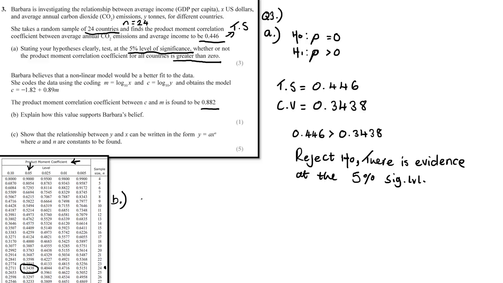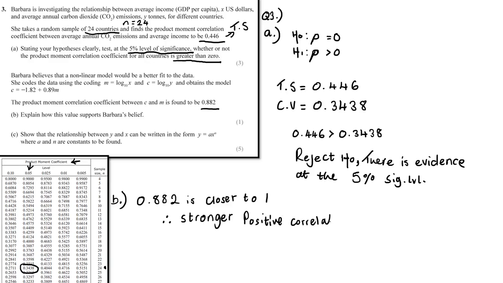So because 0.882 is closer to 1, that suggests there's a stronger positive correlation. And that's all we really need to say there for part B. It is only 1 mark, so just something that clearly points out that 0.882 is closer to 1, and therefore that's a stronger positive correlation. Okay, so I'll mark there for part B.